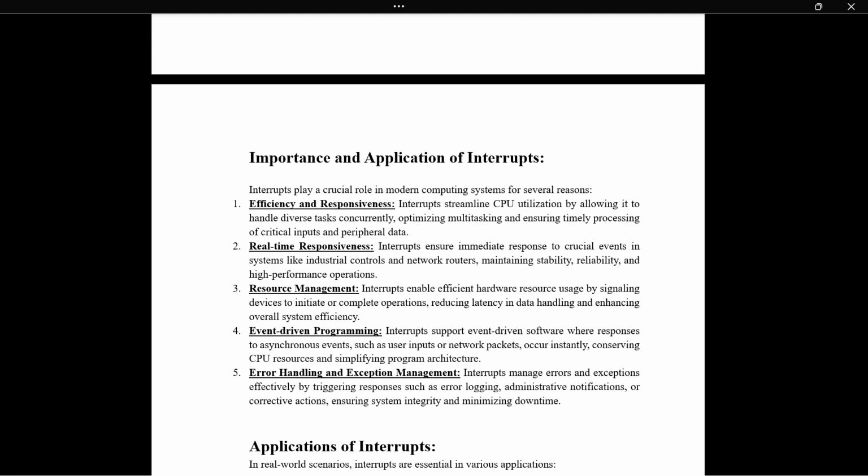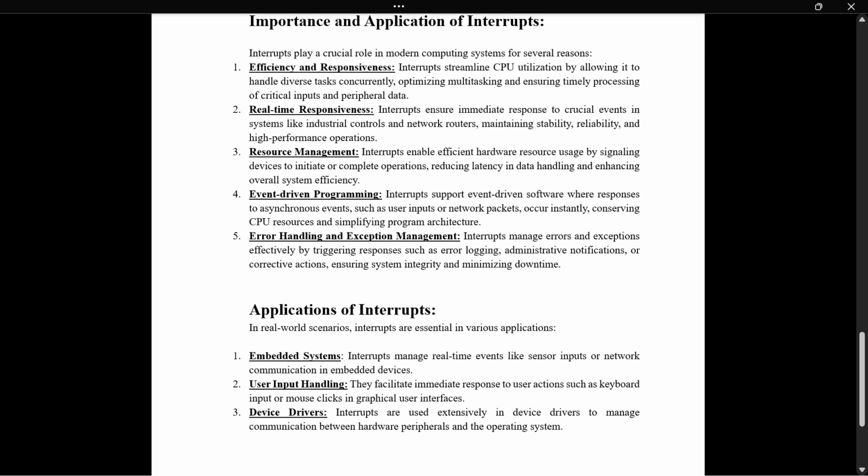So these are some particular reasons why the application of interrupts is that much important. So this plays a crucial role. It might be in the network, it might be in industries, it might be any kind of organization. Applications of interrupts: so these are some of the places, or else real world applications, where interrupts are used.